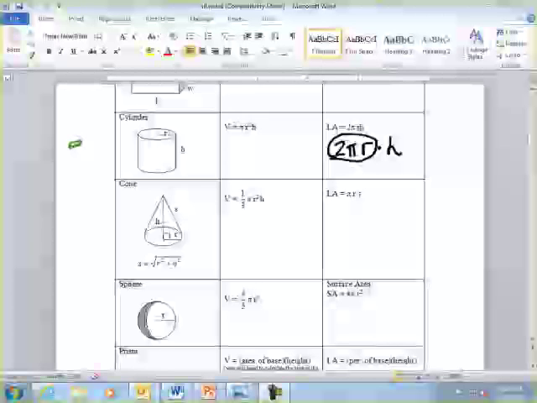And then our sphere formulas. For a sphere, we don't talk about lateral area because a sphere doesn't have sides. It's all one surface. So for a sphere, all we can do is total area or surface area. You don't need to memorize that, but you do need to memorize the volume of a sphere formula, 4/3 pi r cubed. And I can't really explain to you where that one comes from without calculus. So that one you're just going to have to memorize.